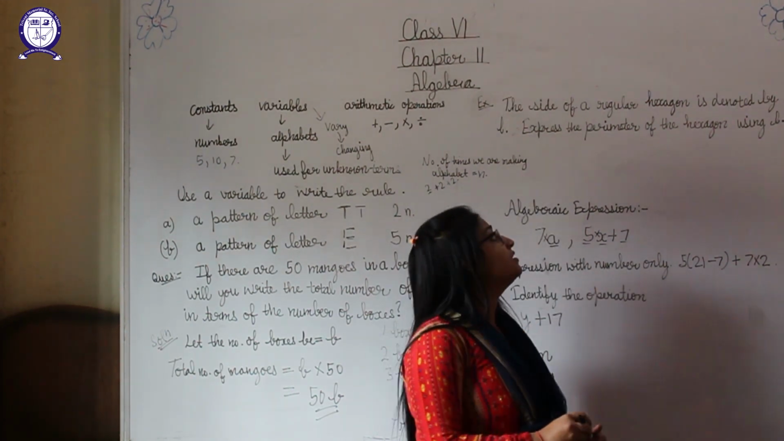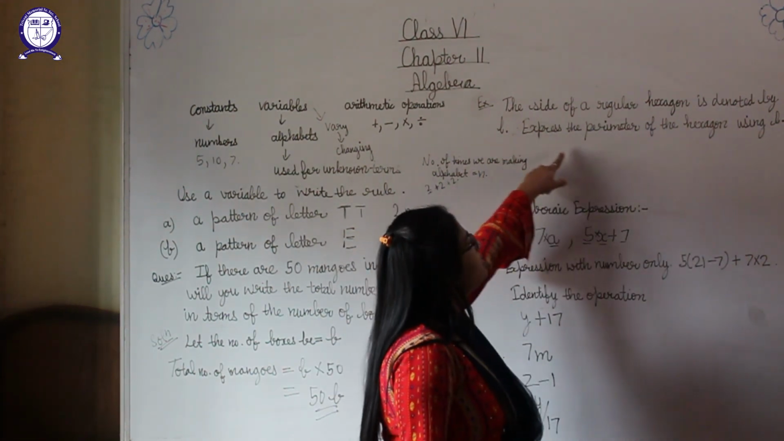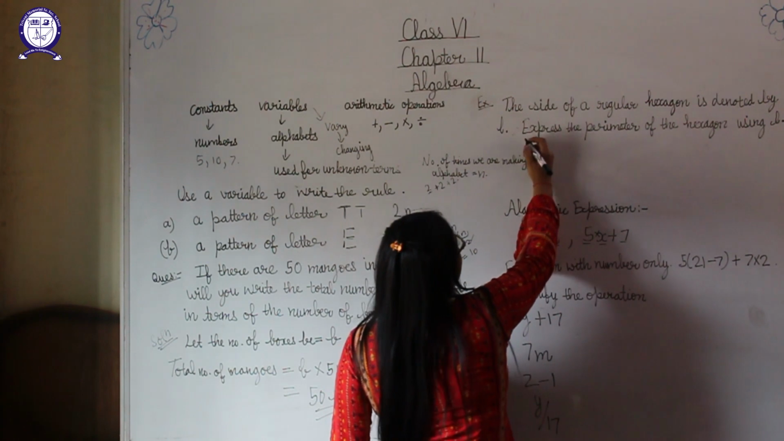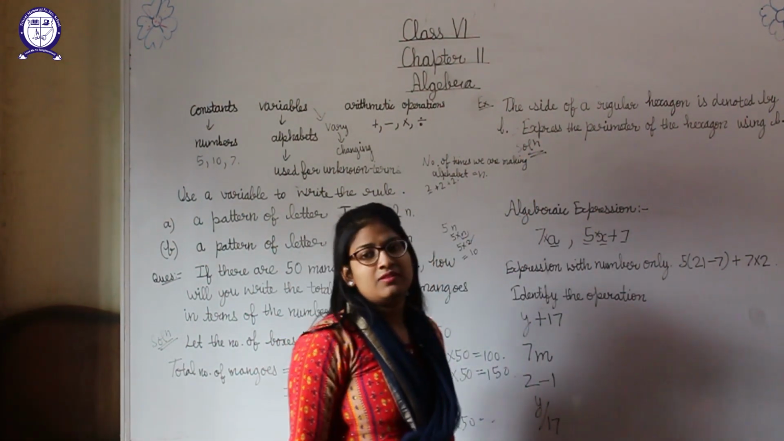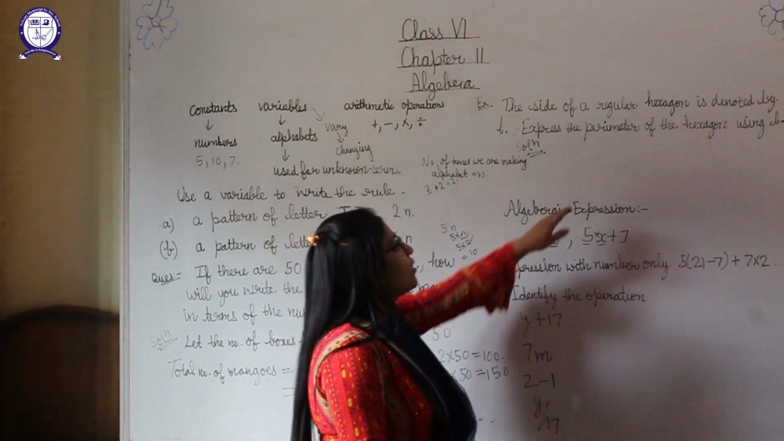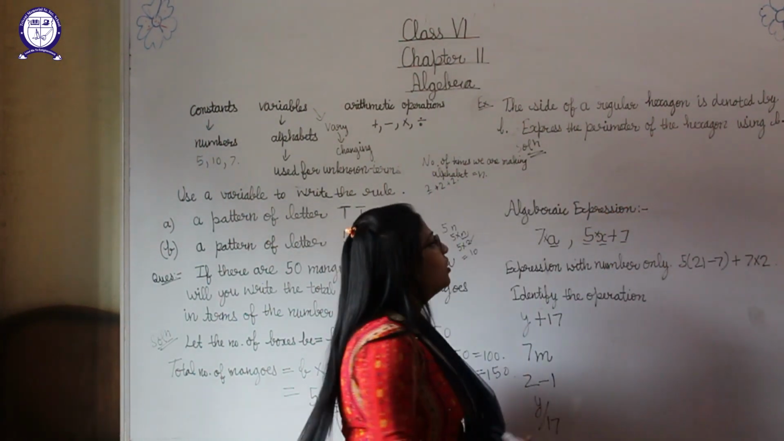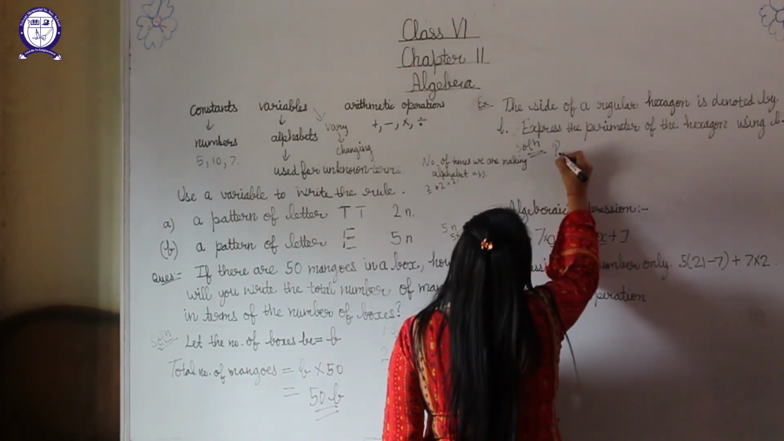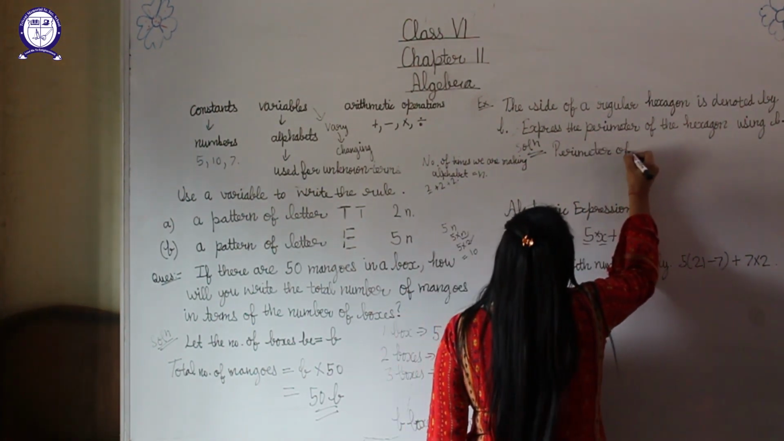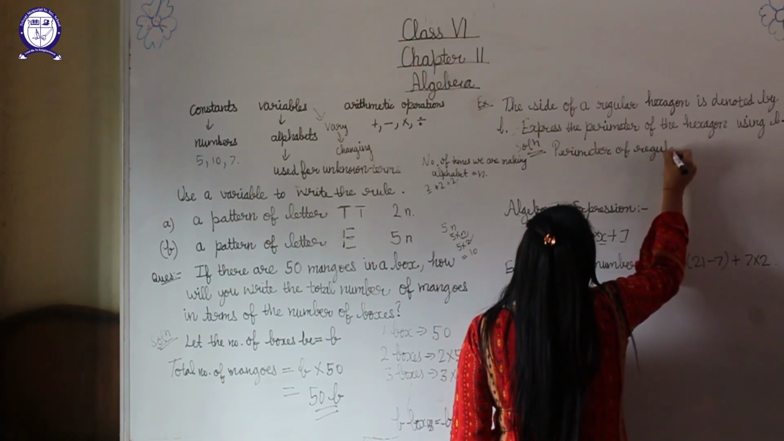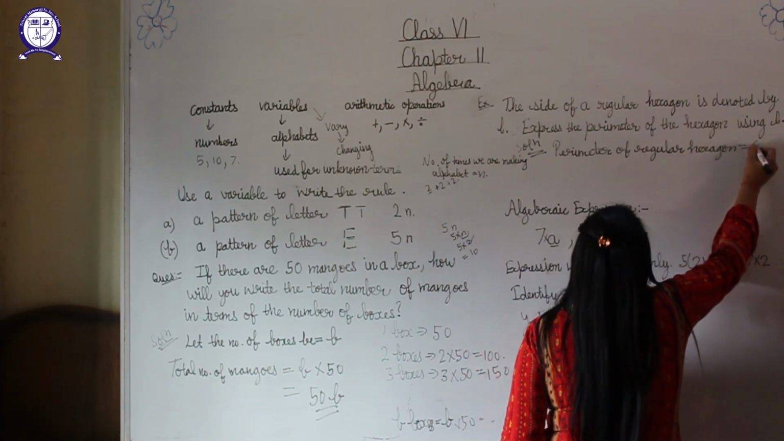Okay, now the next question is, the side of a regular hexagon is denoted by L. Express the perimeter of the hexagon. So students, in this we will write the solution. We know that the perimeter of a hexagon is 6 multiply sides. Regular means all the sides are equal and hexagon means it is a 6-sided closed figure. So if it has 6 sides and perimeter is the sum of all sides, the perimeter of a regular hexagon will be 6 multiply sides.